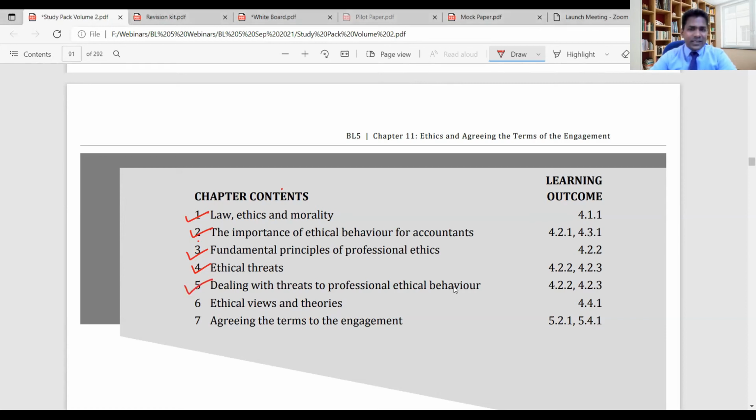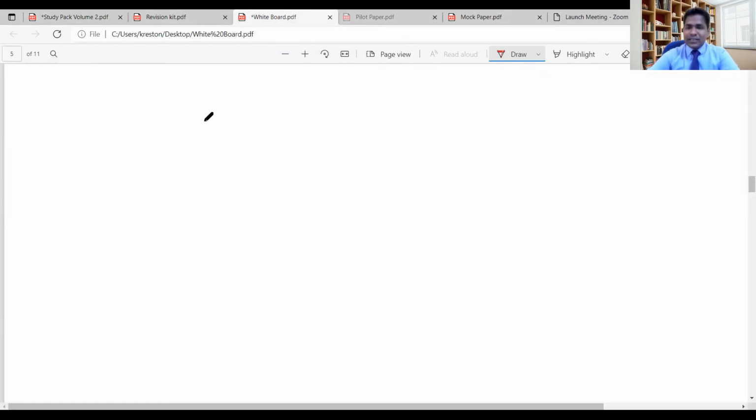And now we are coming to the last point of this discussion, that is ethical views and theories. This is a small area, so let us have a look at that and then go to the question discussion. This is learning outcome number 6, ethical views and theories. Ethical views mean how to deal with ethics, and different people have different views. As a chartered accountant, I have to comply with ethics, so I have one reading and someone else will have a different reading. That is ethical views.